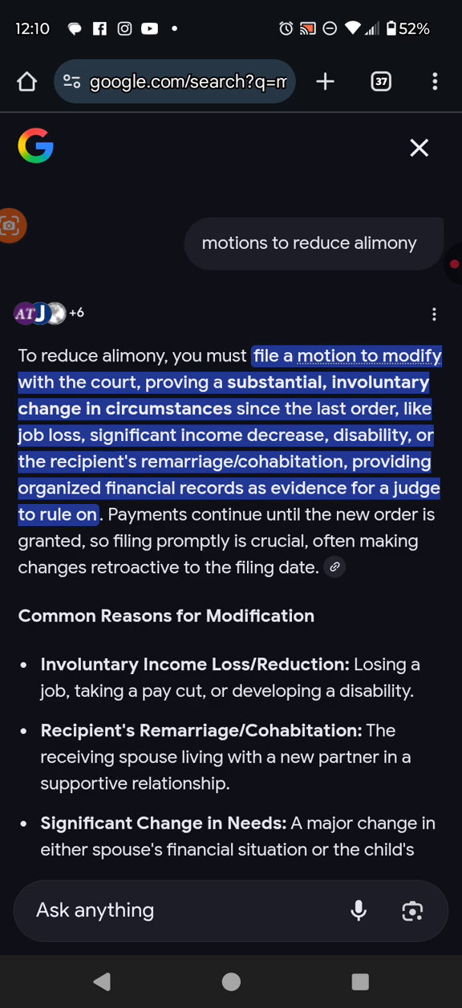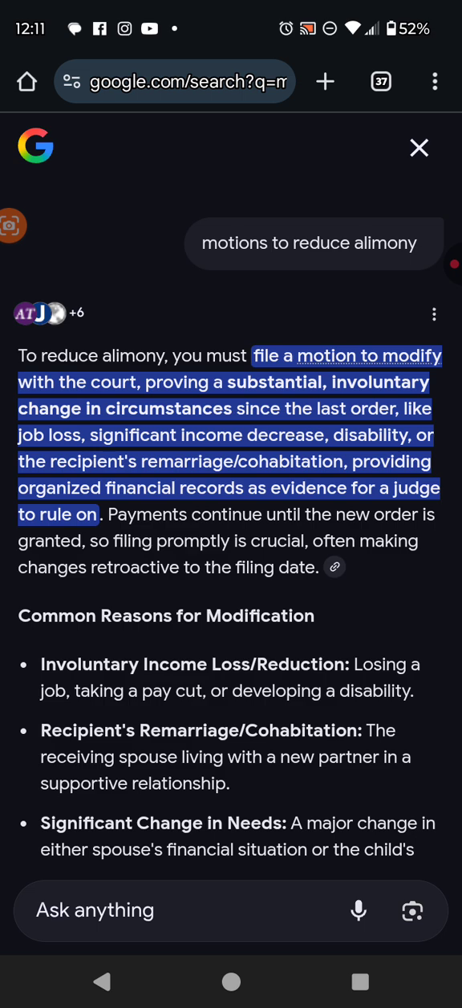Okay, motions to reduce alimony. I've met two women that were actually paying alimony because they made more than the man. Seriously. And both guys, they moved in with their girlfriend. And one guy wanted more money because his living expenses increased, and in order to maintain his lifestyle.